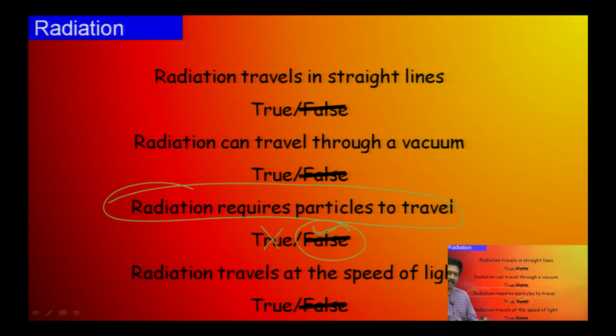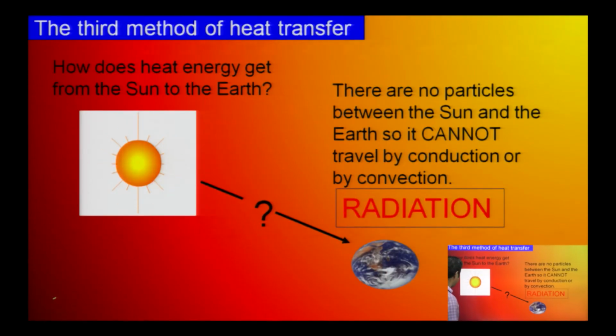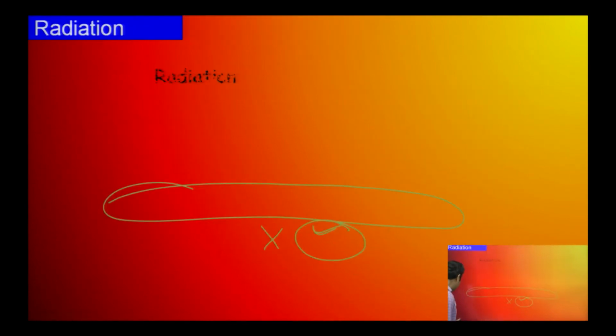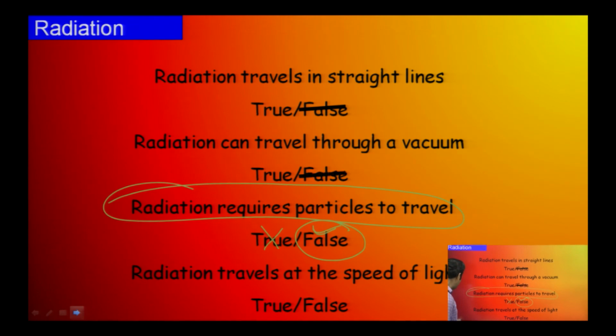Otherwise, it wouldn't have come from the sun towards the earth. There is no particle there. Okay. As you can see in the previous slide, there is vacuum here. No particles. It wouldn't have come from the sun to the earth had there been any particle. Okay.